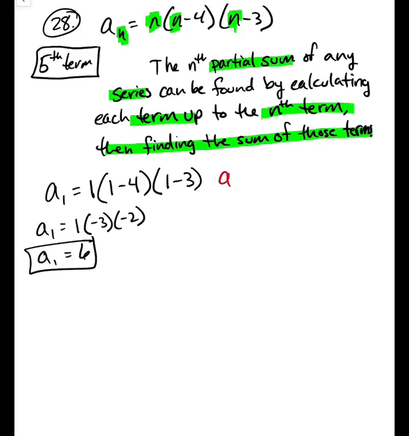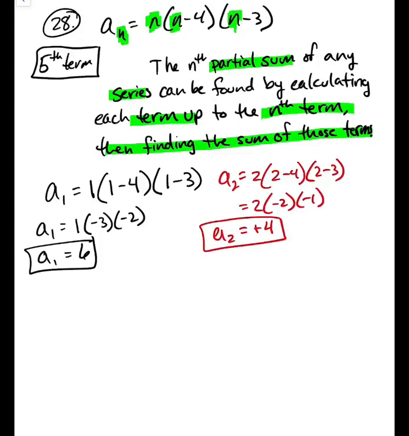So then now I'm looking for A sub 2. So that's 2 times 2 minus 4, 2 minus 3, and that is 2 times negative 2 times negative 1. So that's going to give me negative 4. Actually, positive 4. Sorry. So that's A sub 2. Now let's look for the third term, A sub 3. So that's 3 times 3 minus 4, 3 minus 3, and that's 0, so the whole thing is going to be 0, so A sub 3 is 0.